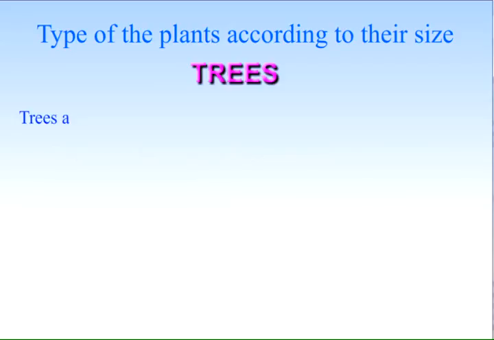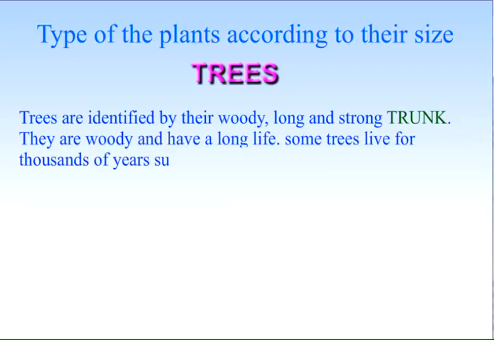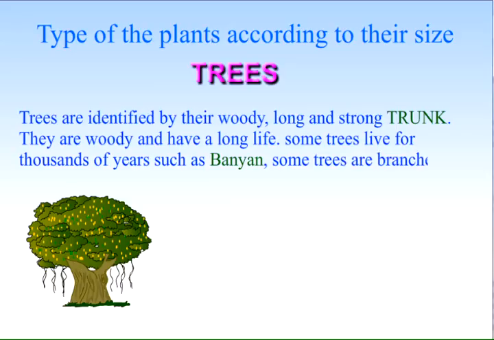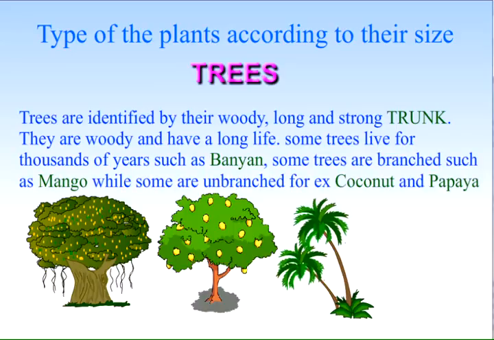Trees. Trees are identified by their woody, long and strong trunk. They are woody and have a long life. Some trees live for thousands of years, such as banyan. Some trees are branched, such as mango, while some are unbranched, for example, coconut and papaya.